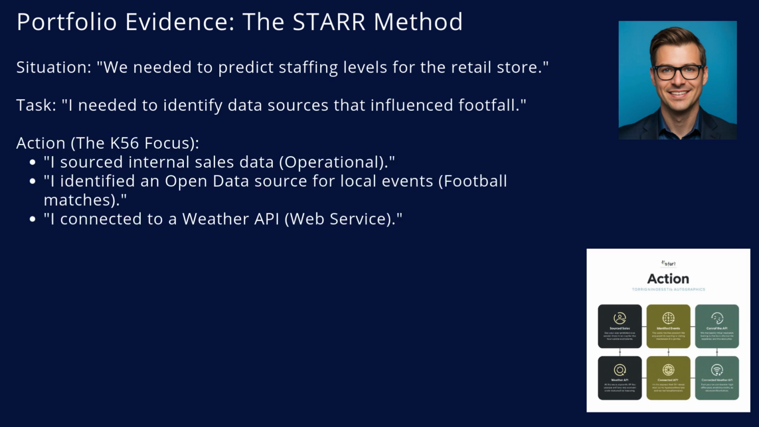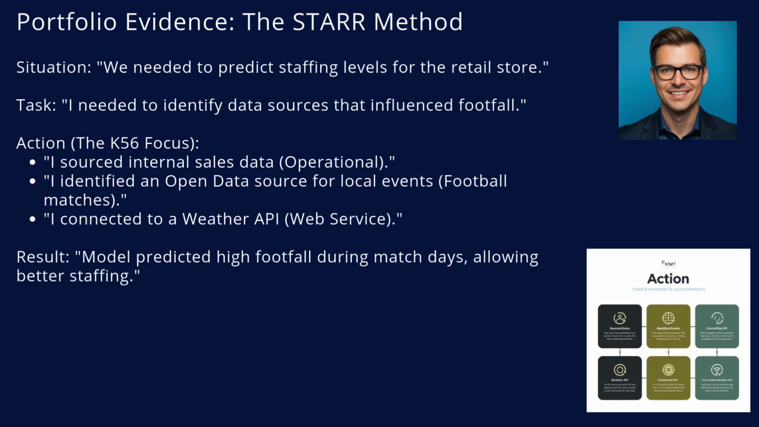Action: I sourced our internal sales history from the POS system. I then identified an open data source listing local football match schedules. Finally, I connected to a weather API to pull historical rain data. Result: the model correctly predicted high footfall on match days, allowing the manager to schedule extra staff and increase revenue.